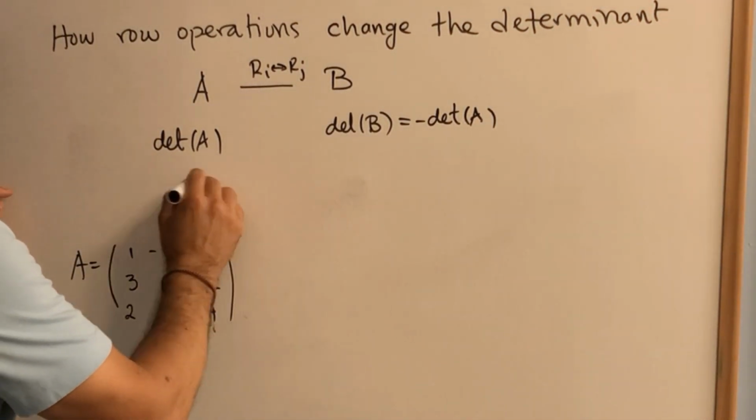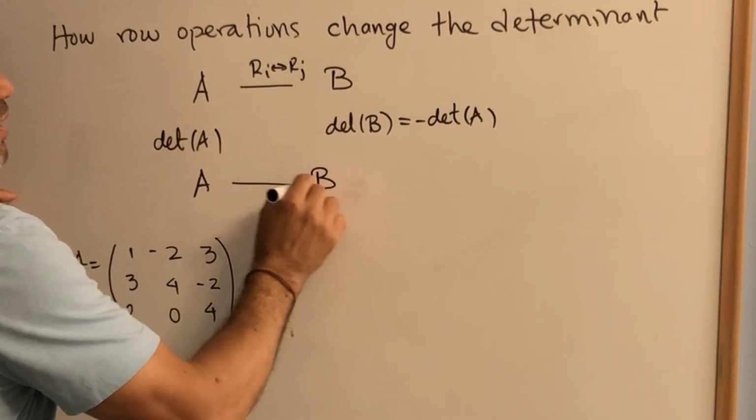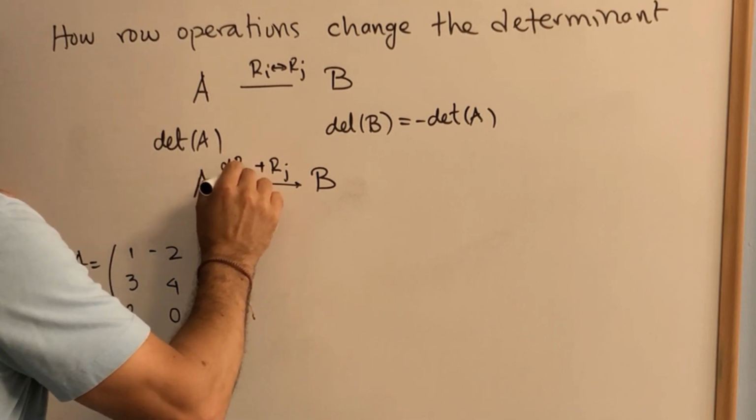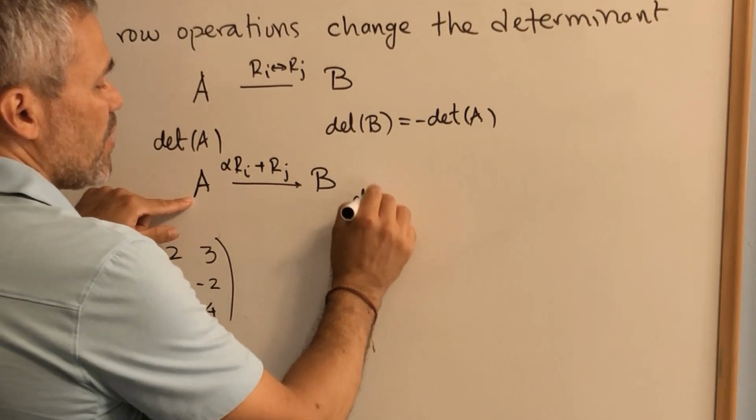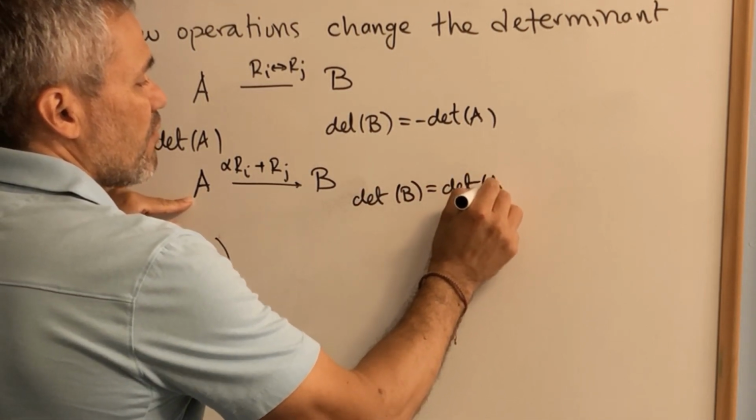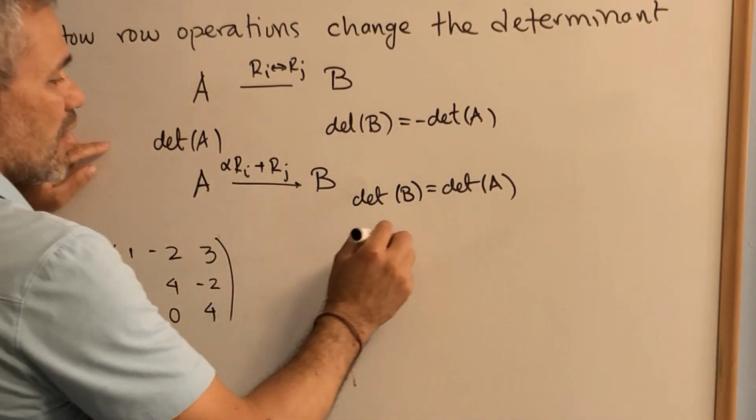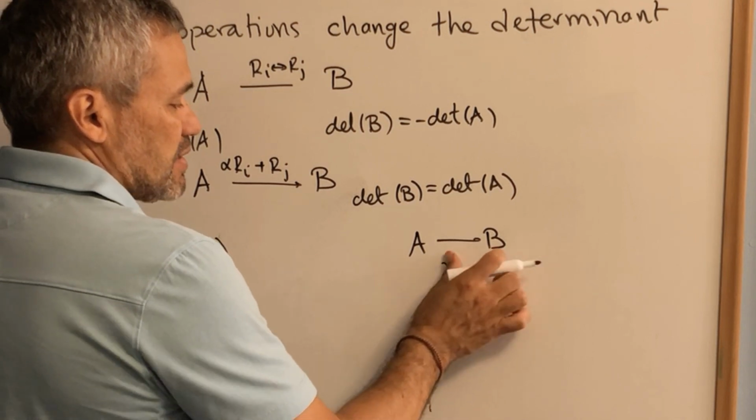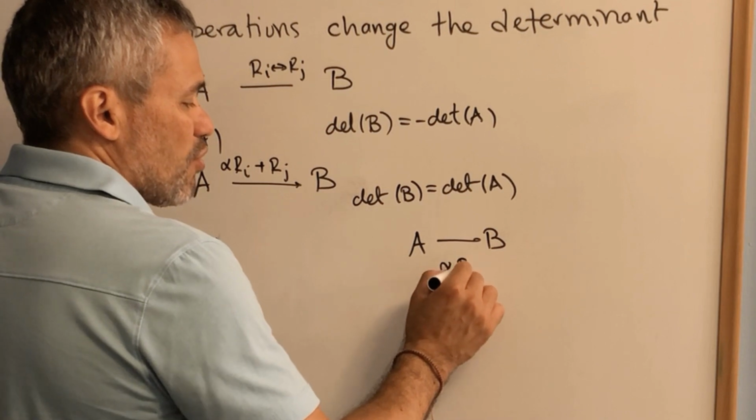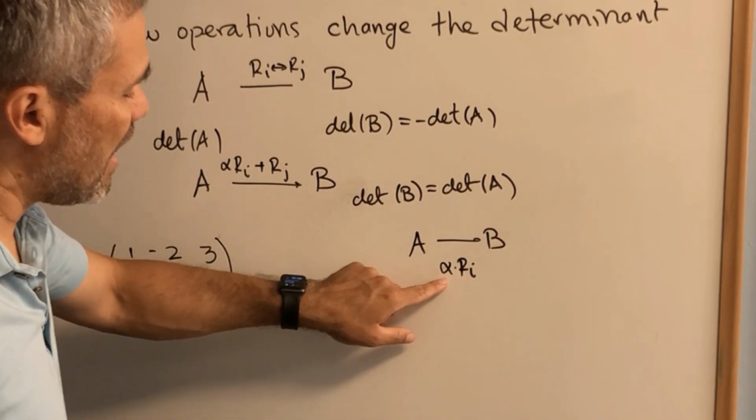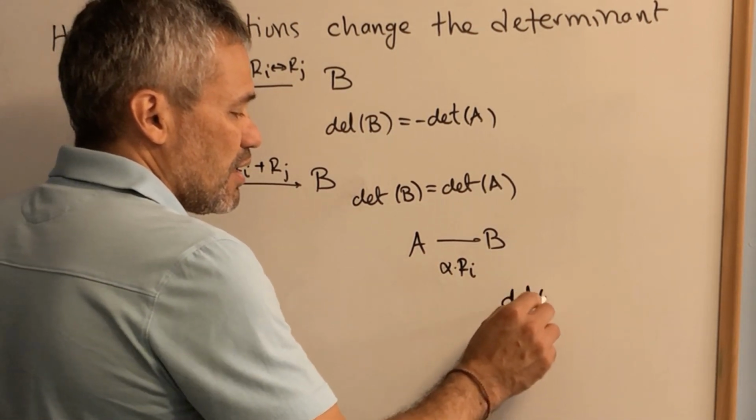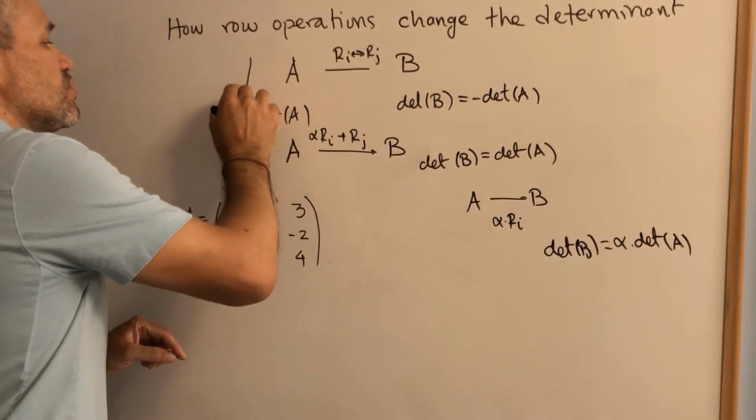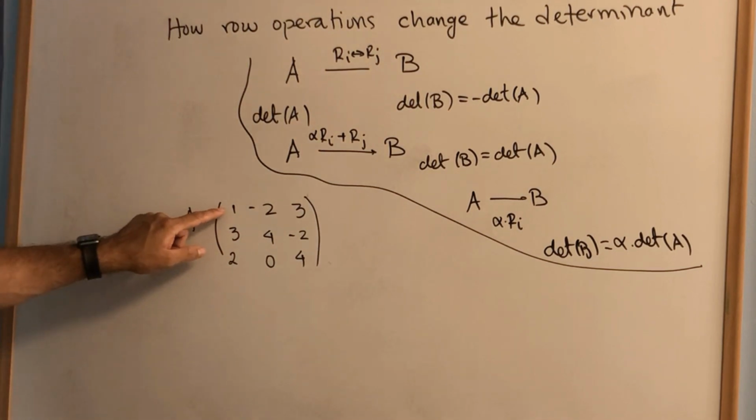Now, if you get B because you add to row J alpha times row I, then the determinant of B is equal to the determinant of A. And finally, if you have A and you obtain B because you multiply row I by a non-zero number alpha, then the determinant of B is just alpha times the determinant of A. Then we're going to use this to compute the determinant of this matrix.